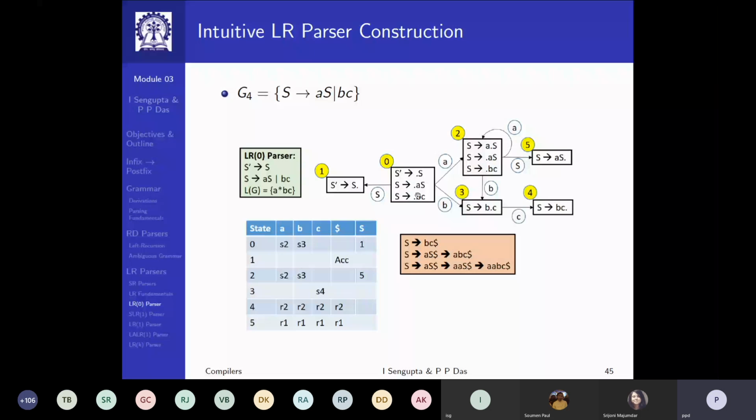Now, what are the possibilities? The dot is before A, so I expect to see an A. So I'll have a shift transition on A, wherein the dot moves over this A. From S produces dot AS, I get S produces A dot S. And the moment I have A dot S, I need a closure of this S, so the other two items get added. Very simple.